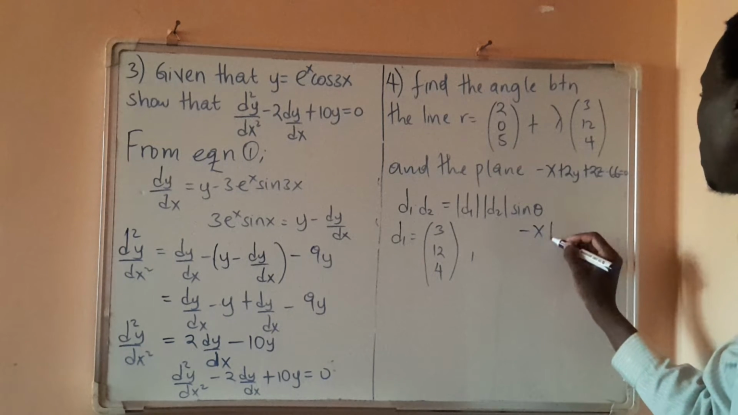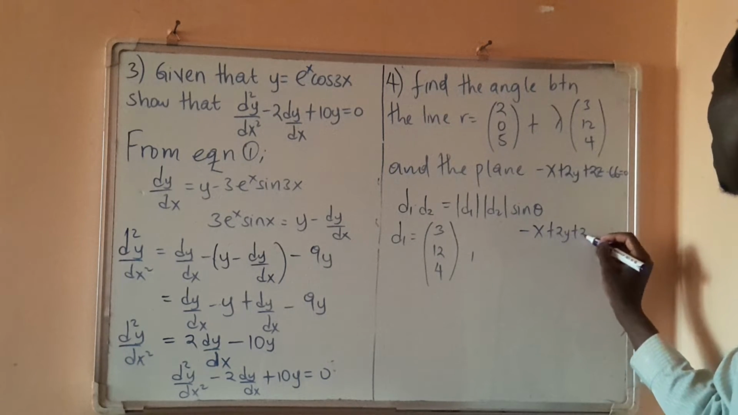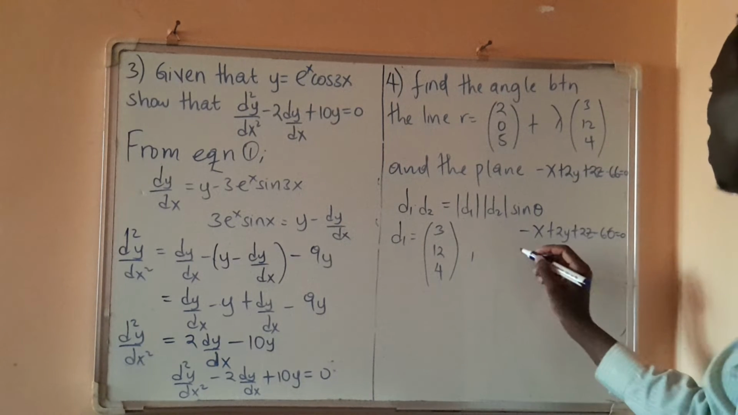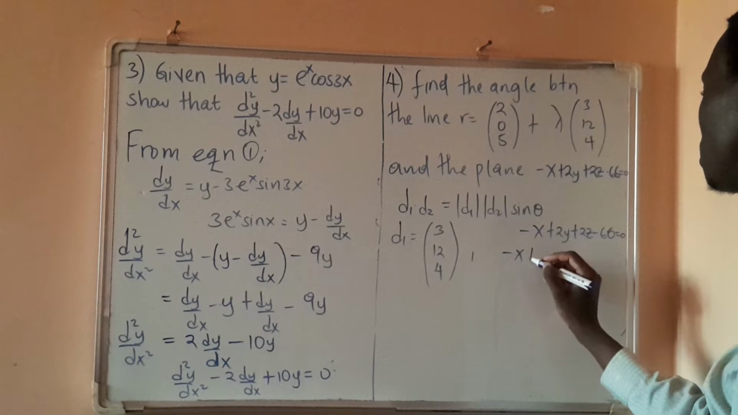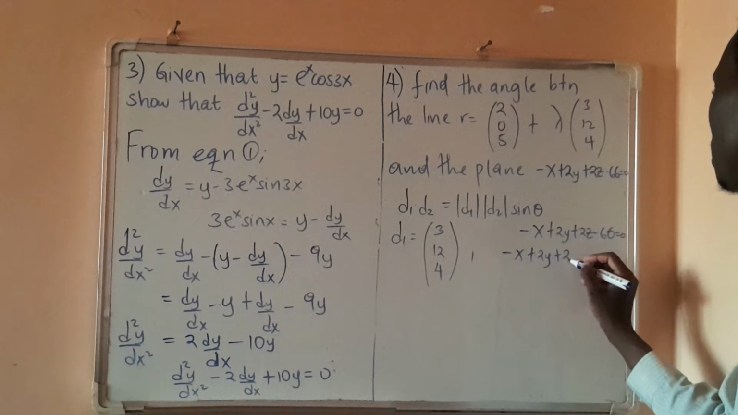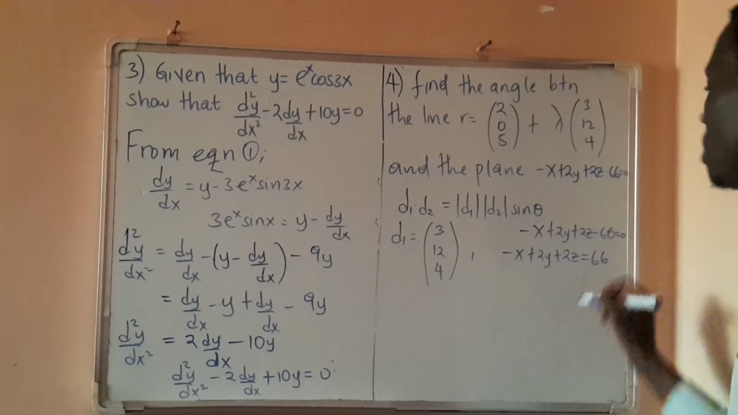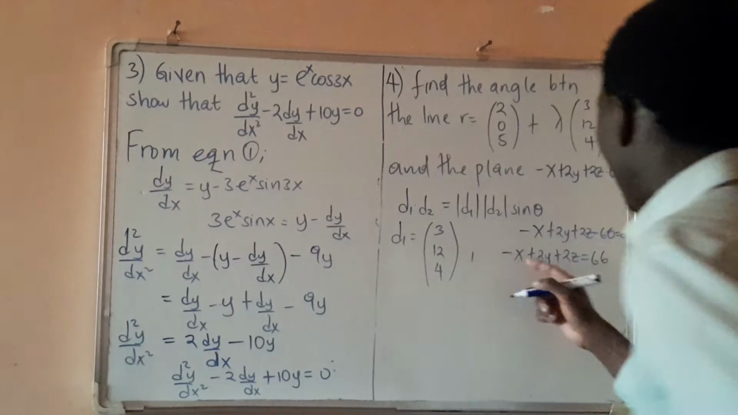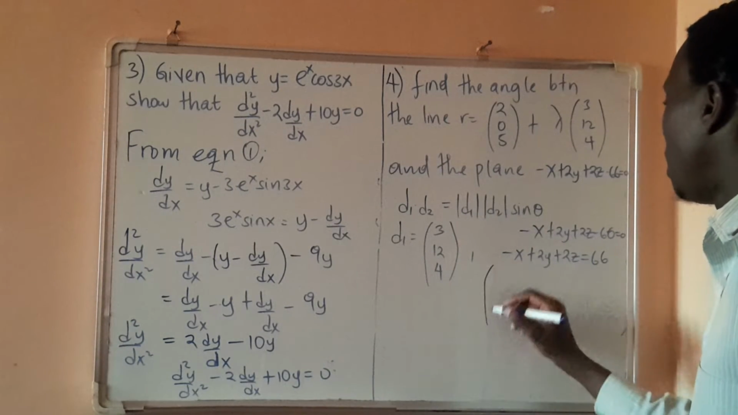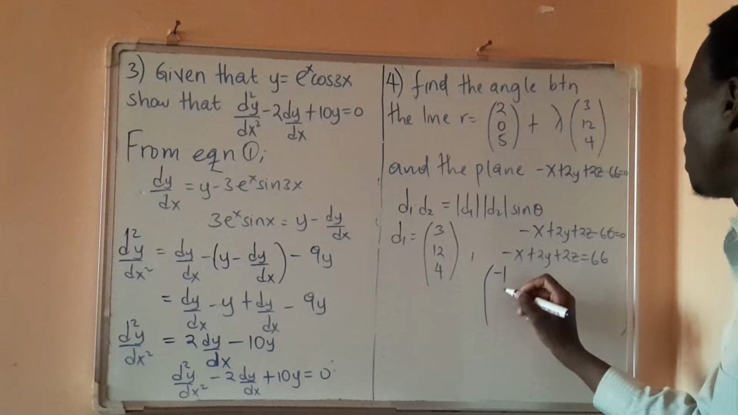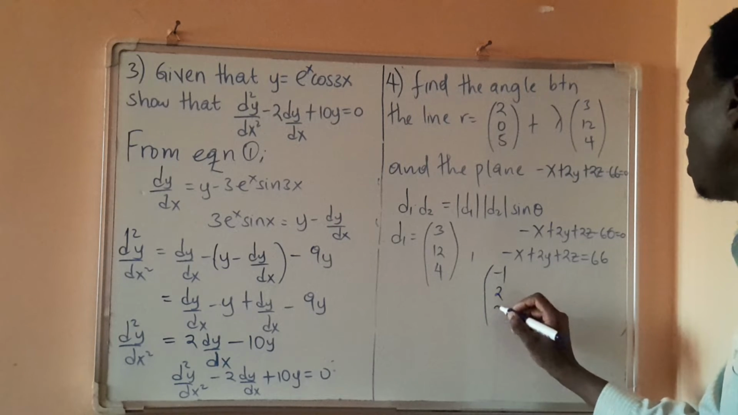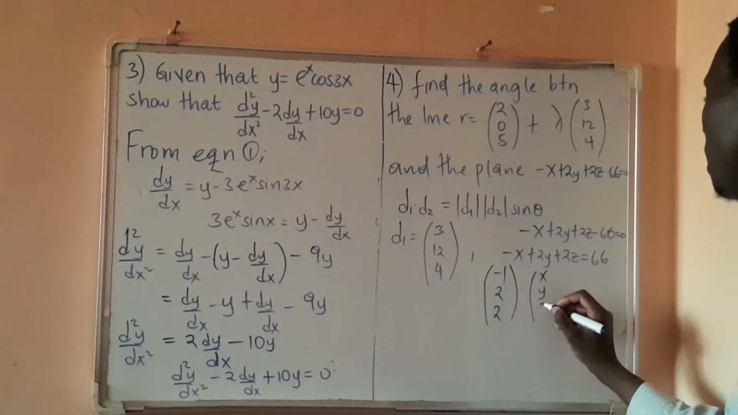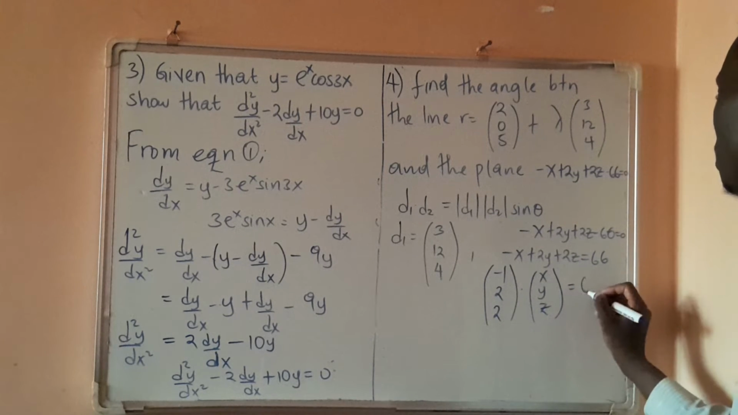Because the equation is this equation. So this equation is the same as 2y plus 2z equals 66. You can take 66 the other side. Then I can represent this as the coefficient of x is -1, coefficient of y is 2, coefficient of z is 2. Dot this with x, y, and z. This is equal to 66.